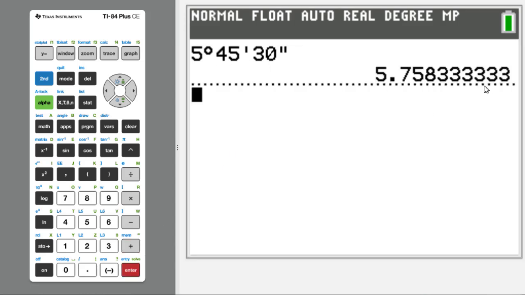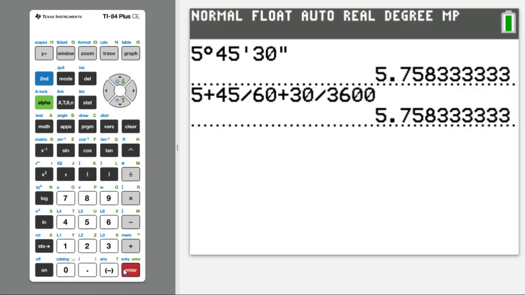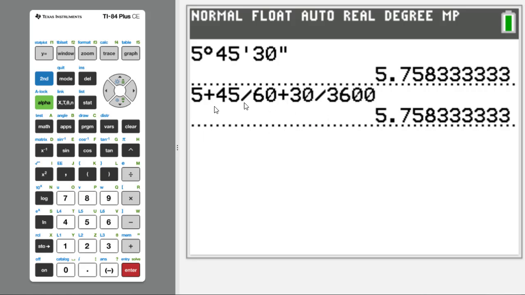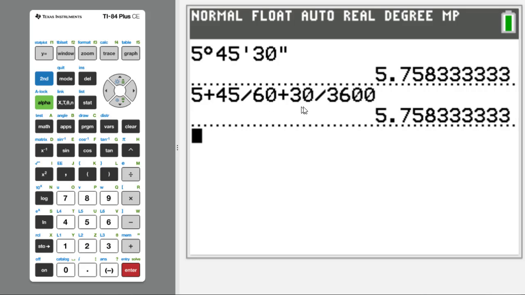If I press enter, notice it actually just automatically turns into that decimal form. Now what I had previously written down would have just been, let's just type it in as 5 plus the 45 over 60 plus the 30 over 3600, and it takes us to the exact same result here. So technically I didn't have to bounce in and out of different menus, and it actually was slightly faster to write the second way because I didn't have to go through again and open all these menus up. I just had 45 divided by 60 and then 30 divided by 3600.